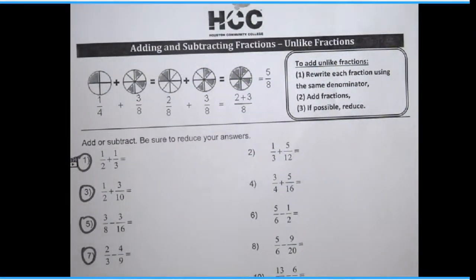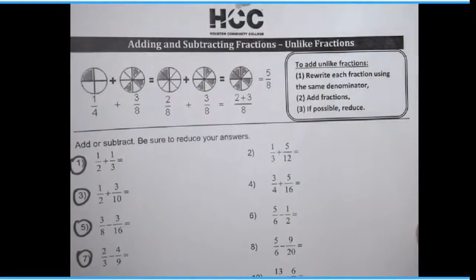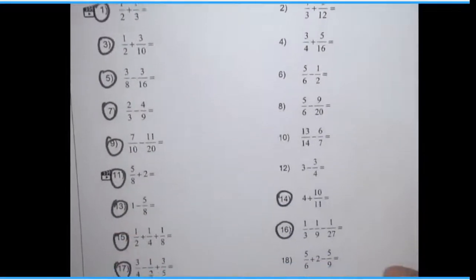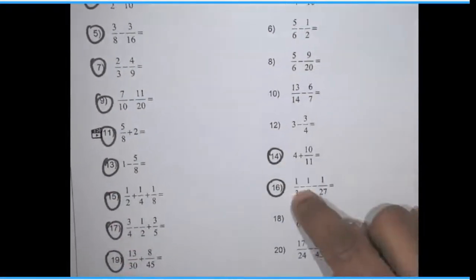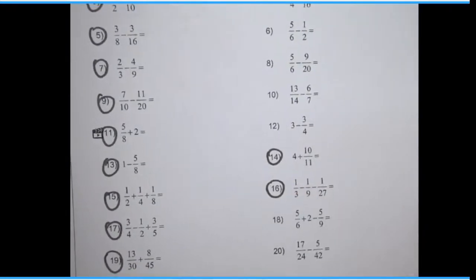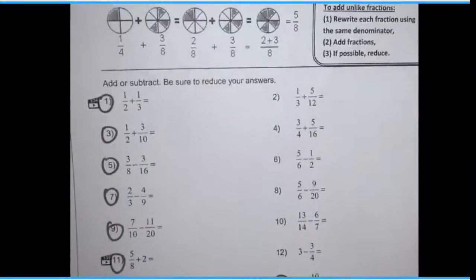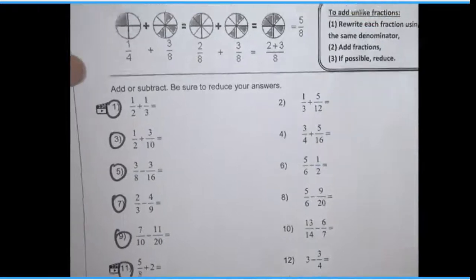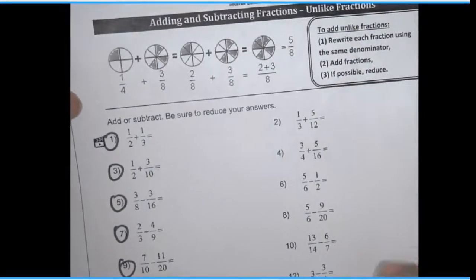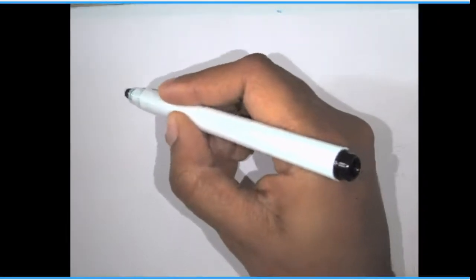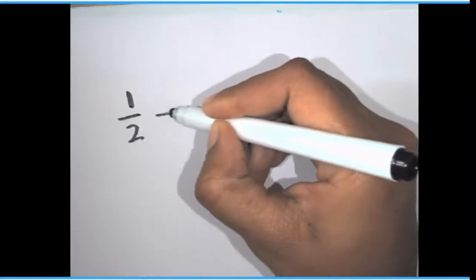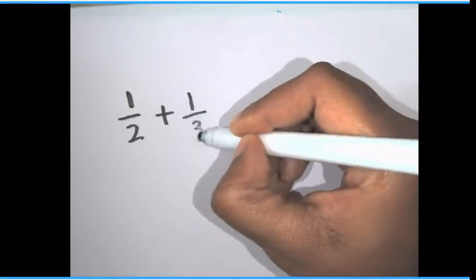Okay, so I'm going to show you the ones that I'm going to go over in this video. I'm going to do all of the odds, and then I'm going to do 14 and 16. And then I will post tomorrow a practice sheet of more like this one, and then just watch this video multiple times. I'm going to do this on a separate sheet of paper and then transfer my answer. So let's look at number 1. I have 1/2, and then I'm adding to that 1/3.